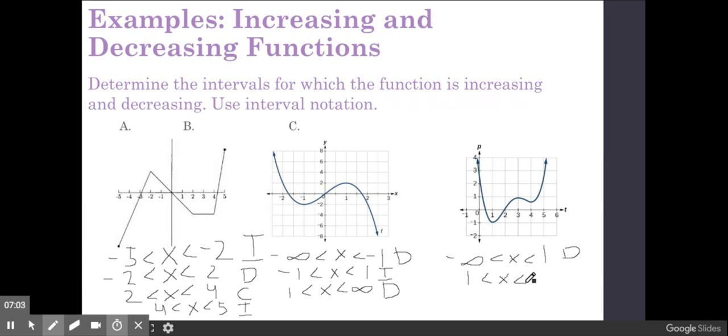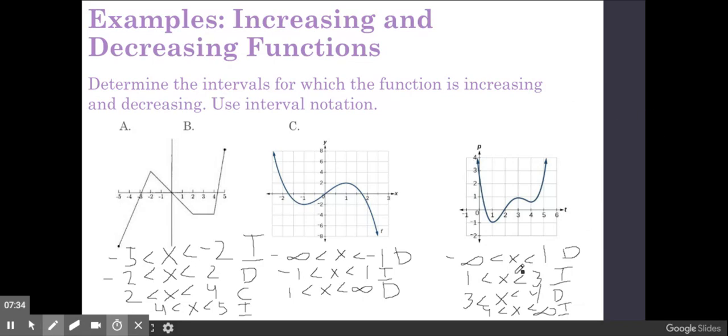I ended with 1 here, so I'm going to start with 1. And now from 1, it looks like up to 3, we're going up, so increasing. And then from 3 to 4, we're going down again. So that's a decreasing interval. And then from 4 up to infinity, we are increasing.